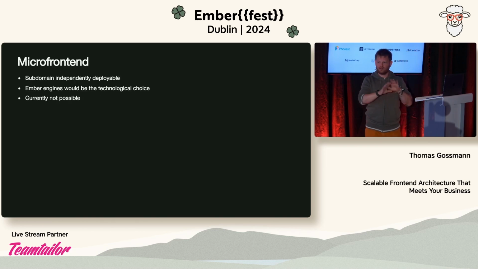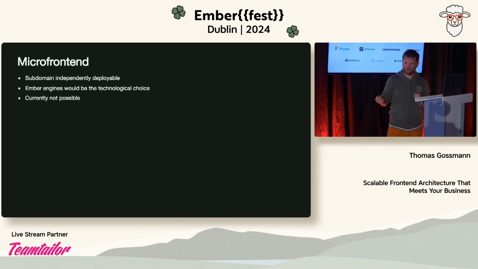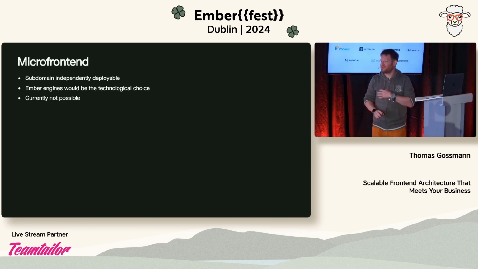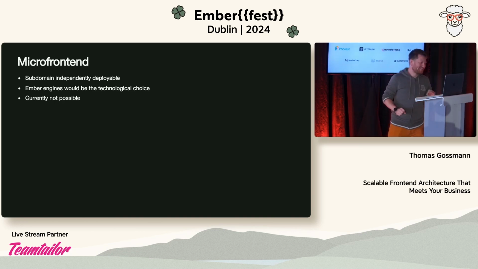For the monolith, there would be a single deployment unit based on the host app. And in a microfrontend world, we would have independently deployable units by subdomain. Ember engines would be the choice here, but I heard that might no longer be up to date. I think there's something brewing from the Embroider team, but they change, every PR changes what they do, sort of. So this is currently not possible, but I want to just mention it for completeness. So maybe at some point we'll have something to do that.